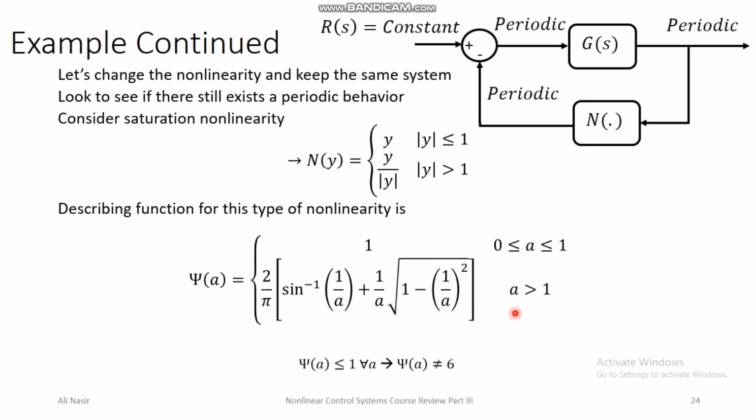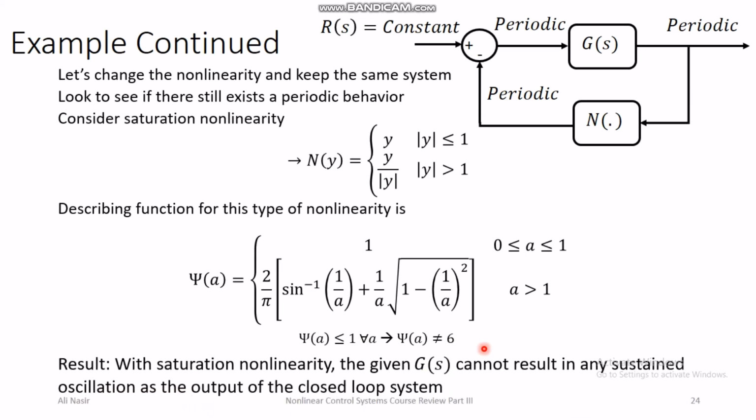Here you can see that the describing function is less than or equal to 1 for all values of a. So this means the describing function can never be 6. This means that first order harmonic balance can never be satisfied, and this means that saturation nonlinearity does not give a periodic solution with the given transfer function in this closed loop system. So these are the examples of the describing function based approach.